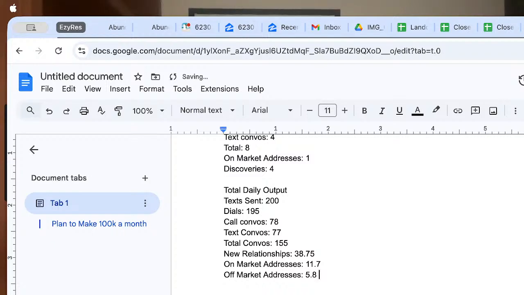And then our new offers would be about half of that. So we'd have 2.4 off market offers and 5.85. What's 5.85 plus 2.4? This is literally a bunch of math. 8.25 offers a day.